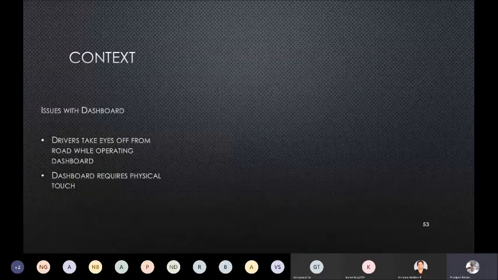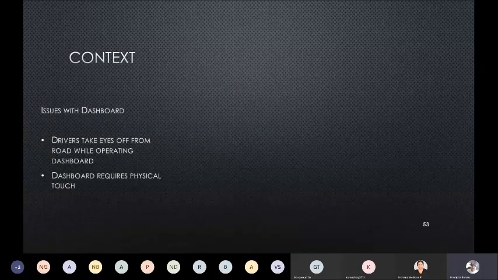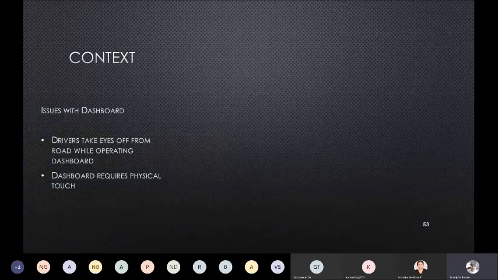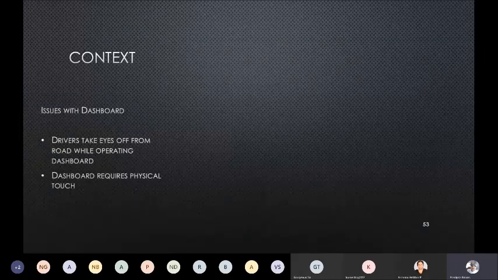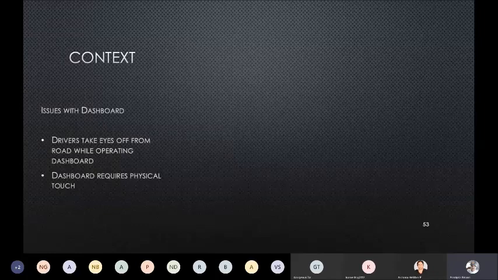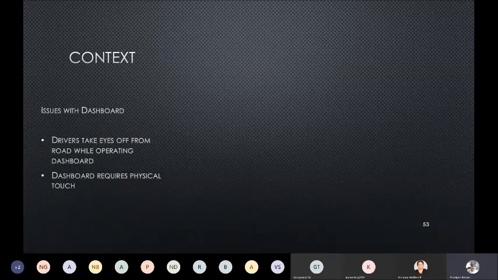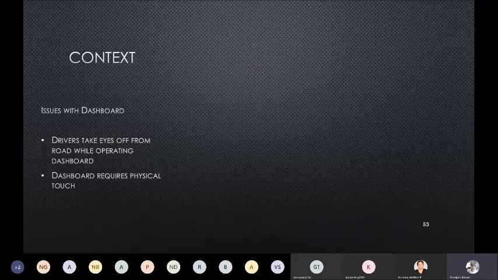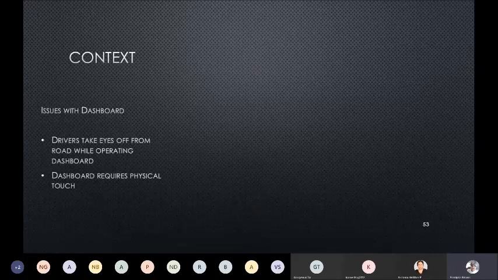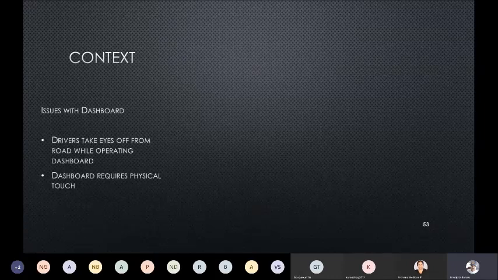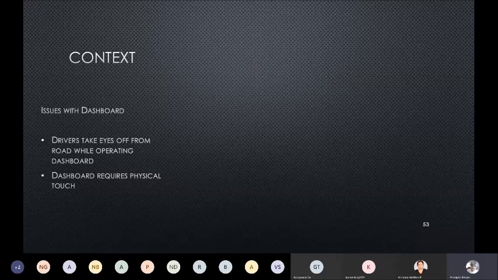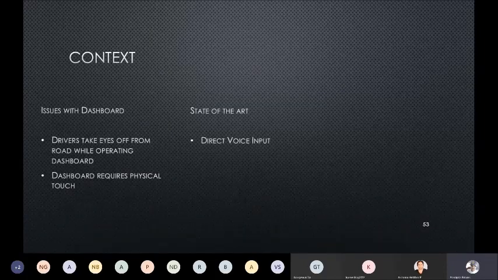So this was the context of the research, that it was in the domain of automotive user interface, that issues with dashboard: drivers take eyes off from road, and undertaking secondary tasks by taking eyes off road is one of the main reasons of accidents. And NHTSA USA, they undertook many studies on measuring the glance duration when the drivers undertake typical secondary tasks. And they set up a rule that no secondary task should take more than 2 seconds of eye glance or eye off from road. But of course, that is not always maintained.